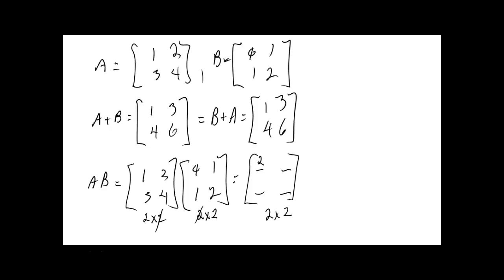So, we did the first one. What's the name of this position here? 1, 2. First row, second column. So how do we do the multiplication? First row of the first one times the second column of this one. So that would be 1 plus 4, 5. That will give you 5.